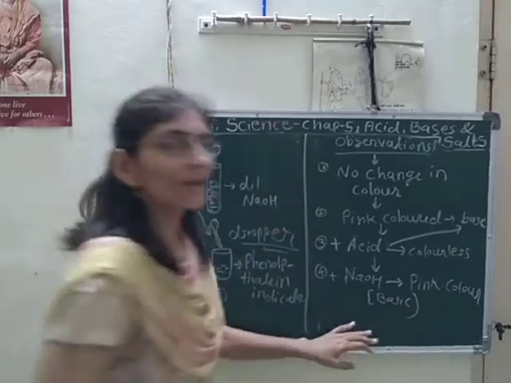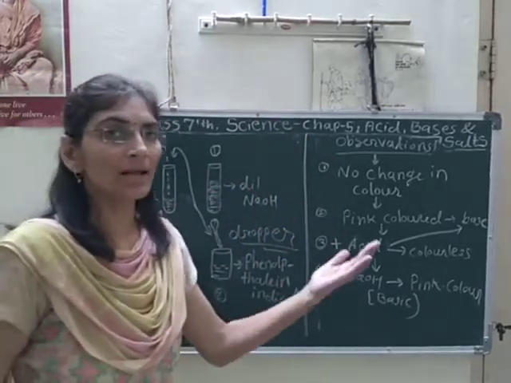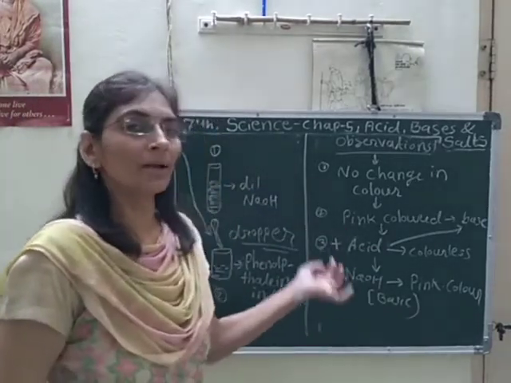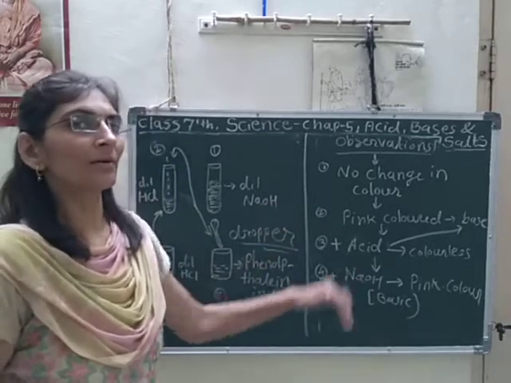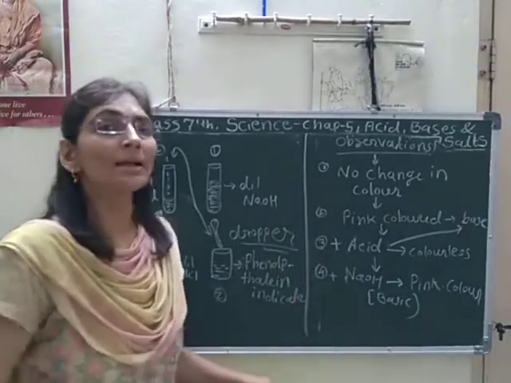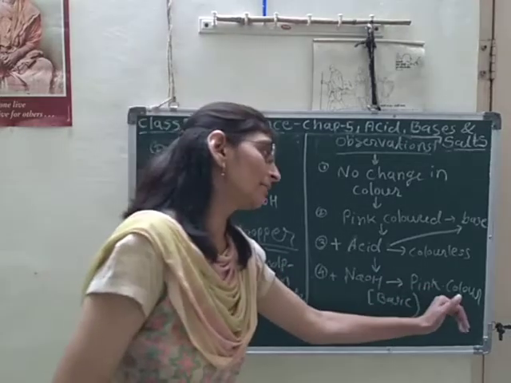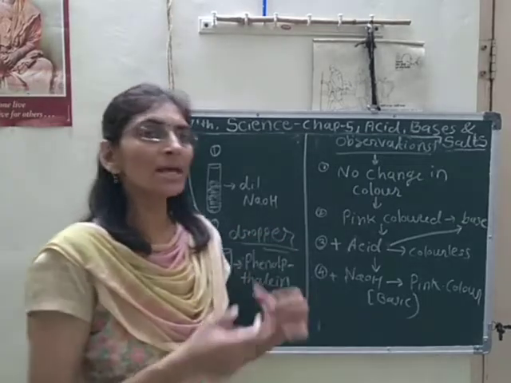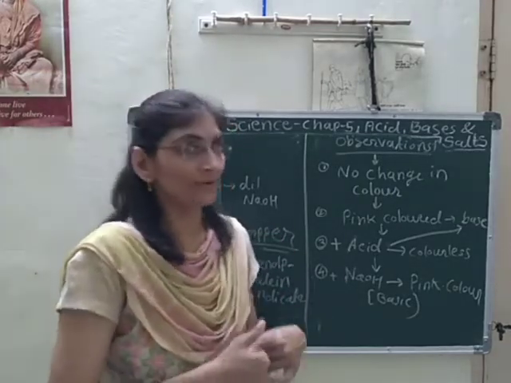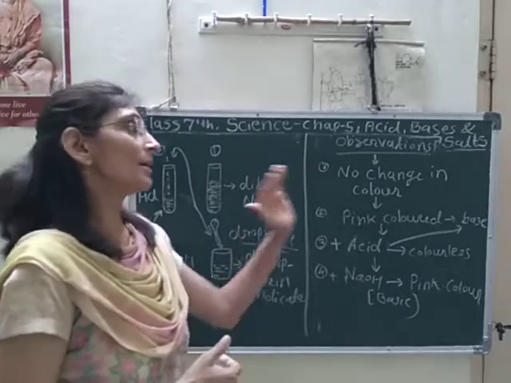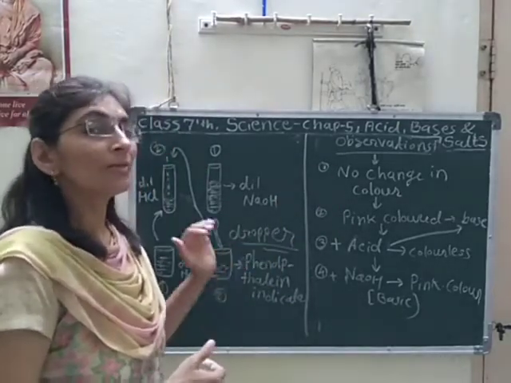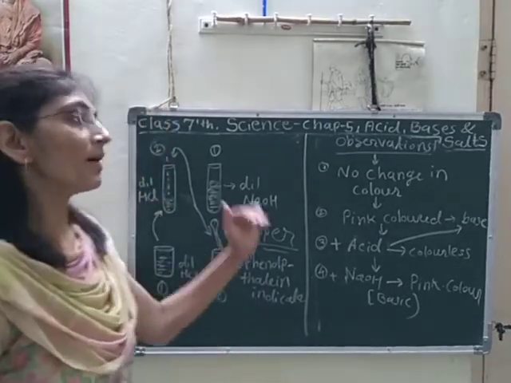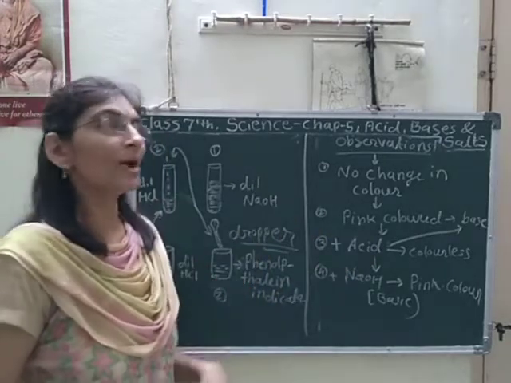Again, when we will add the acid, it will become colorless. And in next step, when we will add the base again, then it will become pink in color. In that manner, the acid and base will neutralize each other's effect, and the indicator works here. The phenolphthalein indicator is working here in the neutralization reaction. So this was our experiment or activity 5.5.